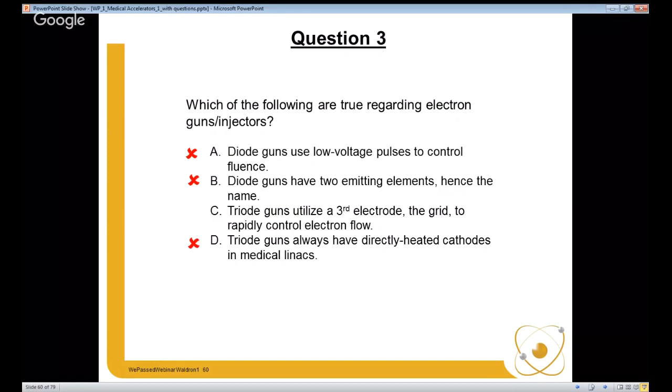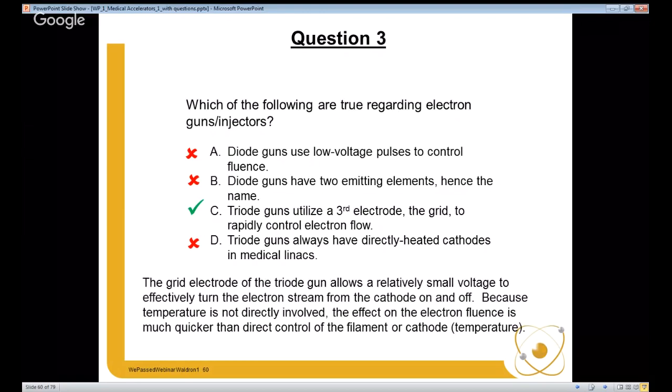Is it triode guns always have directly heated cathodes in medical LINACS? No, in fact, triode guns generally in medical LINACS seem to have dispensers, although that's not a hard and fast rule. Triode guns do utilize a third electrode, the grid, to rapidly control electron flow.